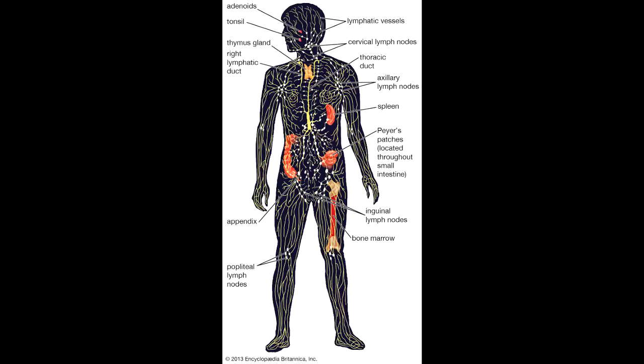Lymph is another type of fluid connective tissue. It's a clear fluid which originates from blood plasma and contains immune cells that protect the body against pathogens.